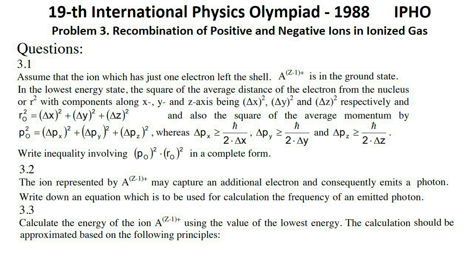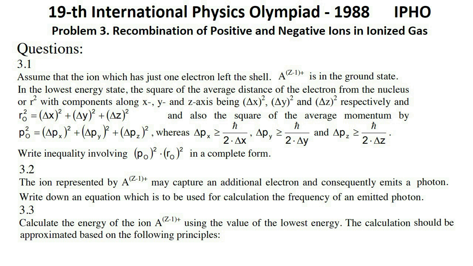Question 2. The ion represented by AZ-1 plus may capture an additional electron, and consequently emits a photon. Write down an equation which is to be used for calculation of the frequency of an emitted photon. Question 3. Calculate the energy of the ion AZ-1 plus using the value of the lowest energy.